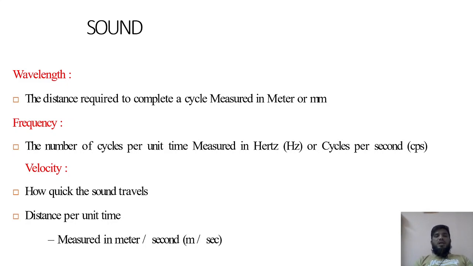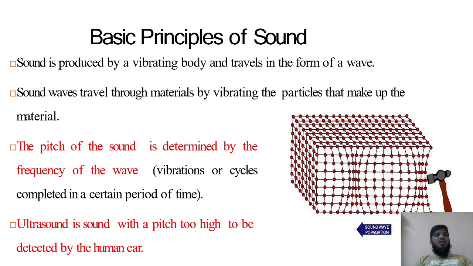Velocity is nothing but how fast or how quickly the sound travels. So we know the units of all this. Wavelength is generally measured in millimeters because it is a length. Frequency is measured in cycles per second, that is nothing but number divided by second, CPS. Velocity is generally measured in meters per second or mm per second.